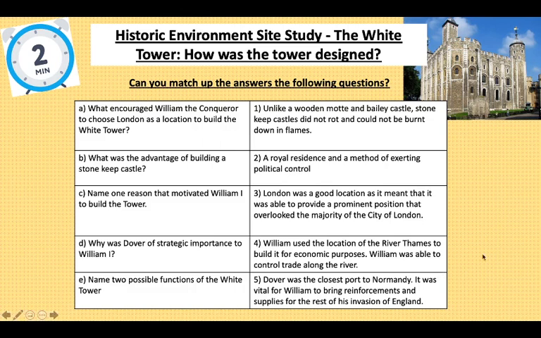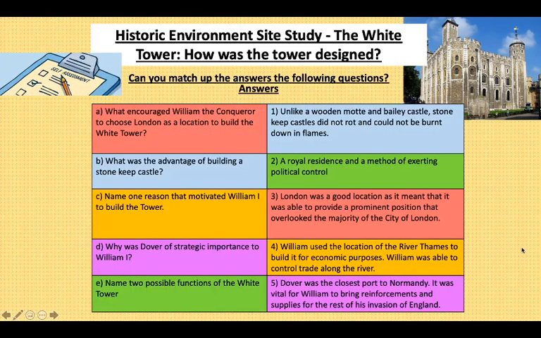Okay, let's go through the answers. So, A. What encouraged William the Conqueror to choose London as a location to build the White Tower? That would match up to number 3. London was a good location as it meant that it was able to provide a prominent position that overlooked the majority of the City of London.